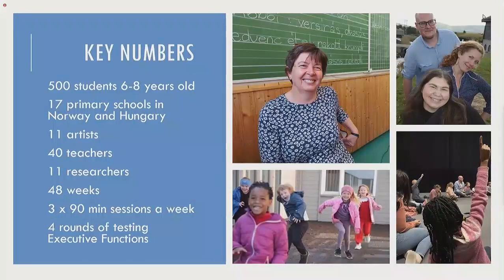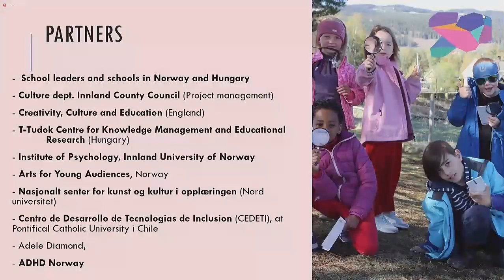So in this project, artists and teachers work together on a regular basis for 48 weeks. And it is a long time for children as well, because 3 times a week for 90 minutes they do the activities. So this is a really intensive course, and 4 rounds of testing about the development of their executive functions happen during the project. The last one, so these are the partners, and the last part of the testing will take place next spring. So all the qualitative results will be presented and published by the end of next June.